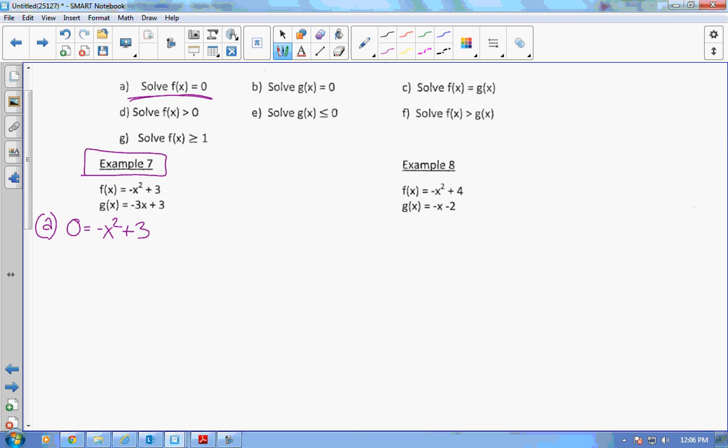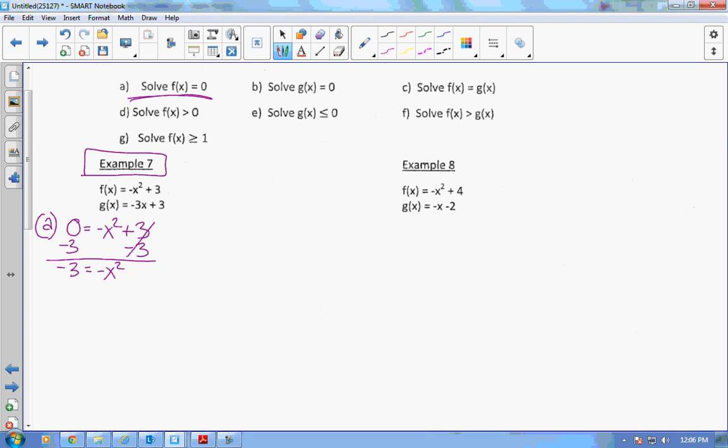Okay. So now keep solving for x. What was the first step, AJ? Subtract 3, both sides. We have to get rid of the 3. We want to get x by itself. So we have negative 3 equals negative x squared.